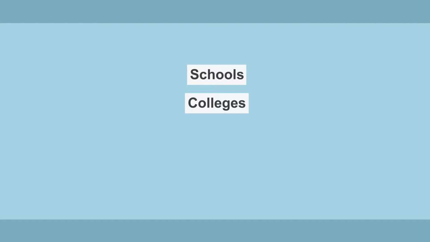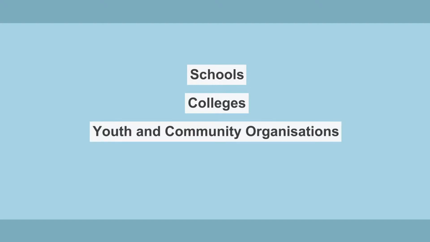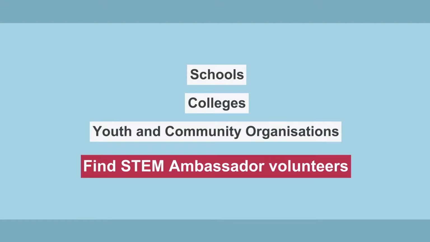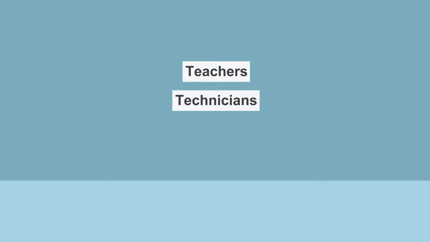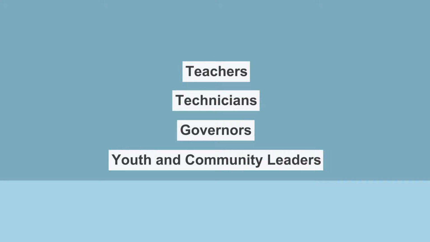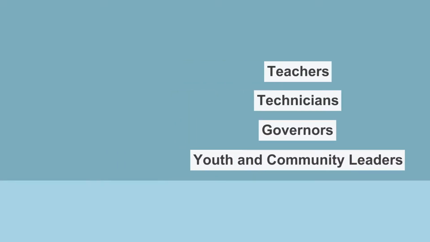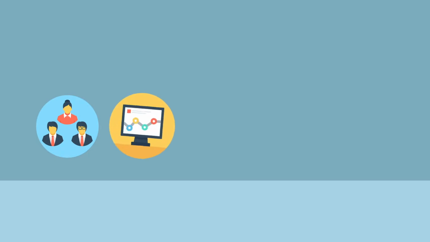This video is designed to help schools, colleges and youth and community organisations find STEM Ambassador volunteers who can come into your organisation and help enhance STEM activities. Some STEM ambassadors just undertake activities with young people, but others are happy to undertake activities by working directly with teachers, technicians, governors, or youth and community leaders. For example, some STEM ambassadors are school governors. Others offer visits to their place of work.